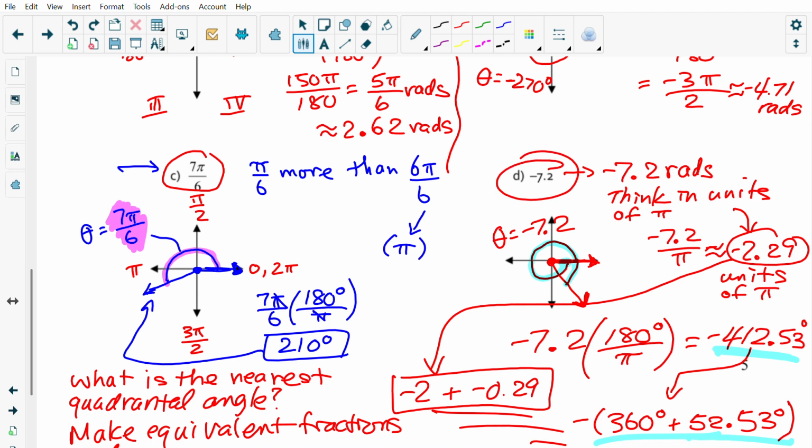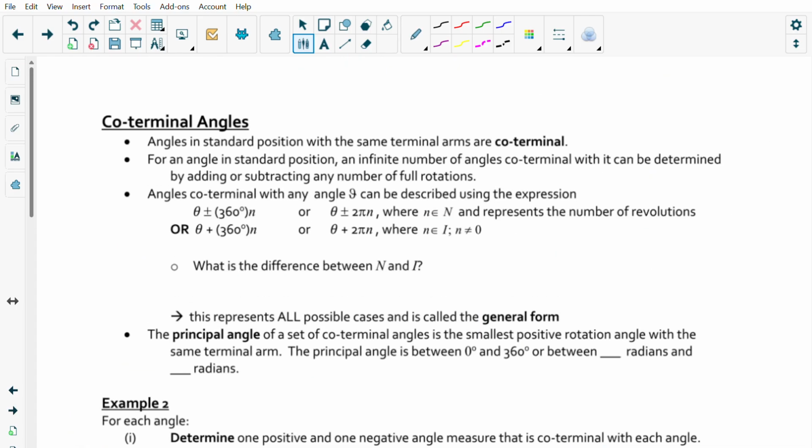This one's a little bit harder or not as intuitive to think about, but think about it in units of pi to help you out, okay? Next page.